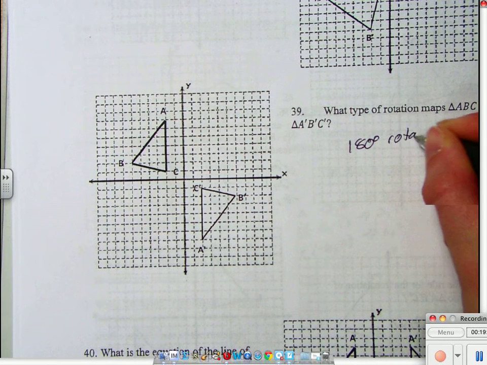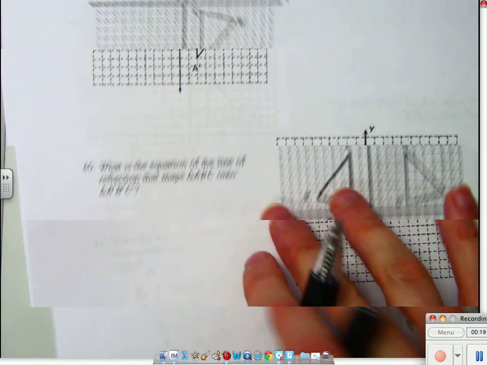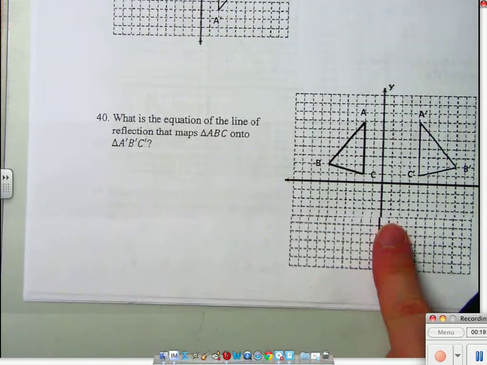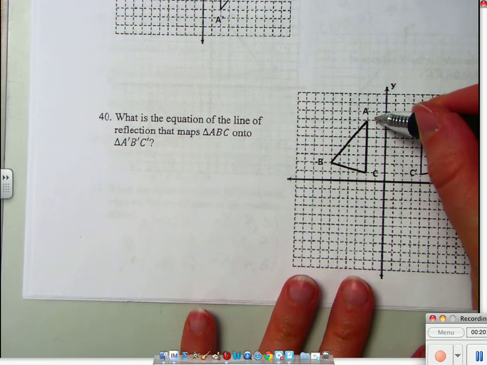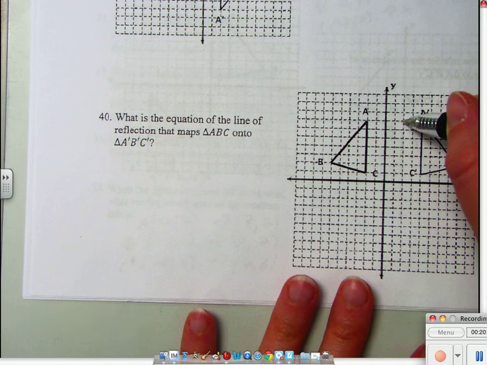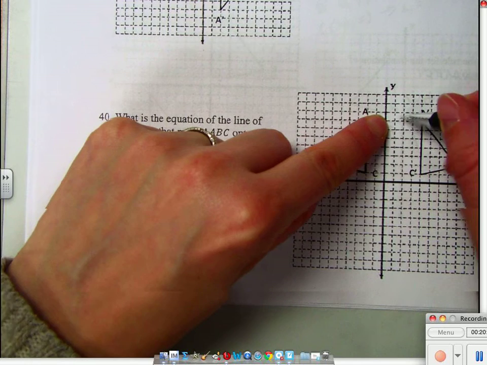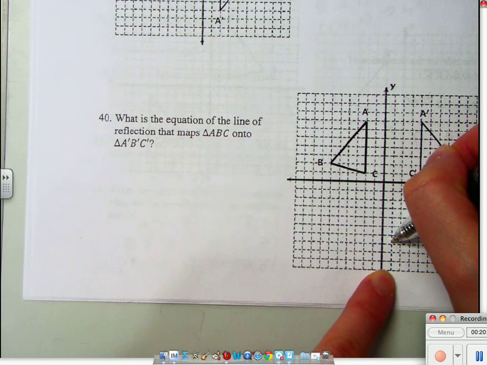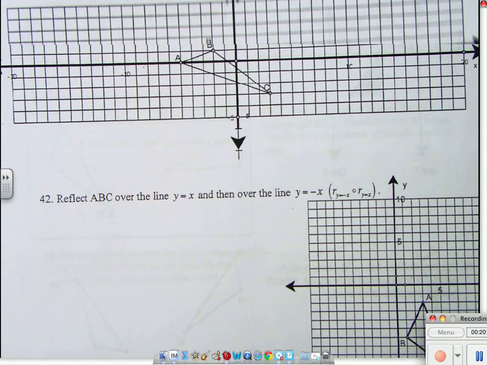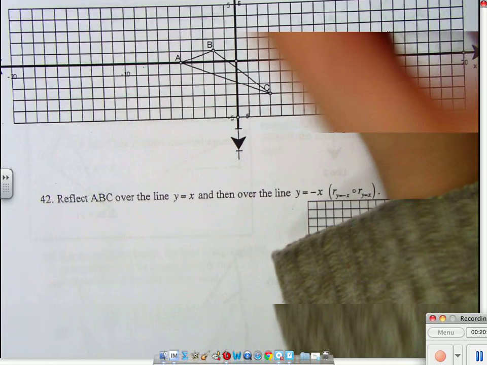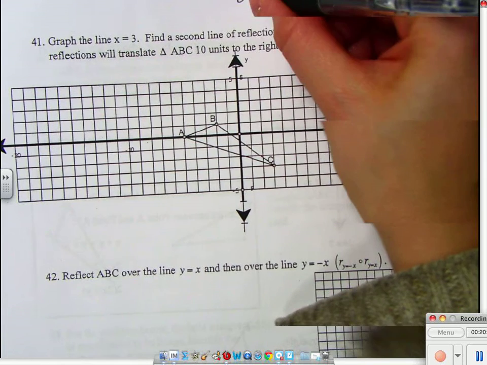What took place here? A reflection. And where's my line? How do I know? I count in the middle. This is over 2, over 2. So it should be x equals 1 is my line of reflection. Good. 41. All right, remember, this is the 2 times the second line of reflection minus the first line of reflection equals the translation.